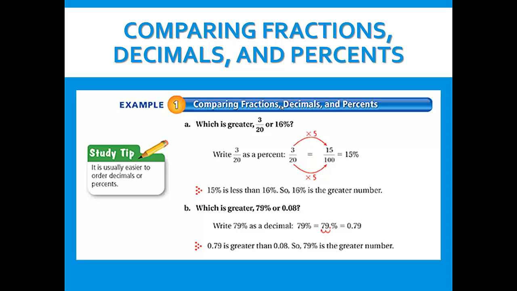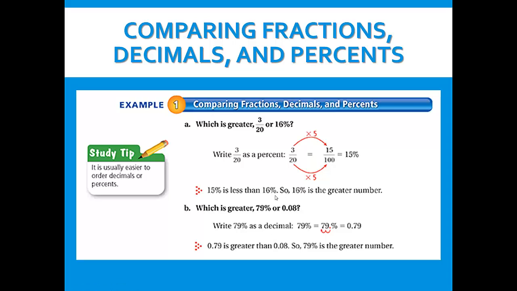In order to make 3/20 a percent, we're going to convert it to a fraction out of 100. We would need to multiply the denominator 20 times 5 to get 100. We then would multiply the top times 5 to make sure it's an equivalent fraction, and 3 times 5 is 15. 15 hundredths is equal to 15%, so now we can compare. 15% is less than 16%, so 16% is the greater number.